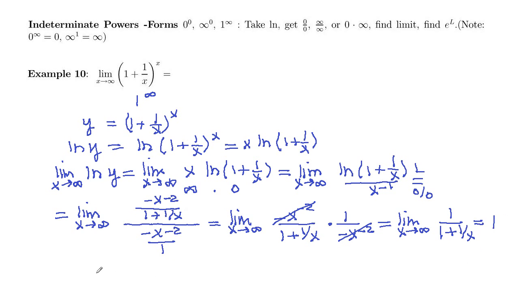So what did we show? Well, we showed that ln of y approaches 1. We want to know what's happening to y. So we're going to exponentiate on both sides. So e to the ln y will approach e to the 1, which is e. So that exponentiating there is undoing this logarithm on both sides here. So this limit is e.